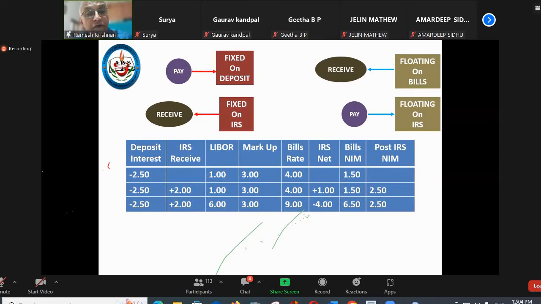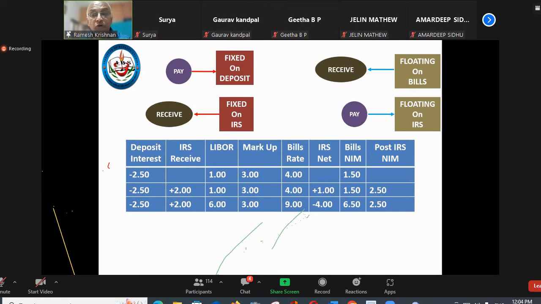Now, in the market, we will look at two different scenarios. LIBOR going up to 6%, from 1 to 6. Sorry, not bill, your fixed deposit, FCNR deposit will continue to get 2.5%, whereas your bill is discounted at a markup of saying 3% over the new LIBOR of 6. So your bill discounting is 3 plus 6, 9, whereas your FD rate is 2.5. So your net interest margin is 6.5 without the swap.